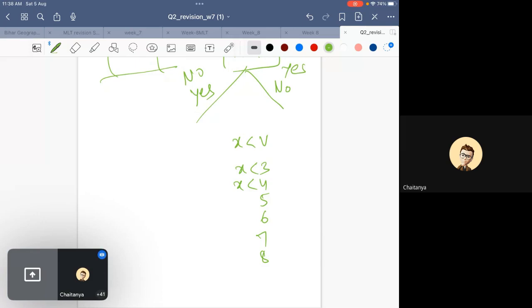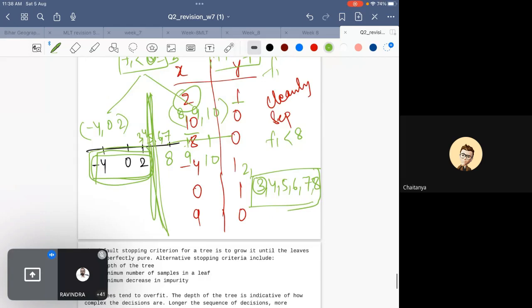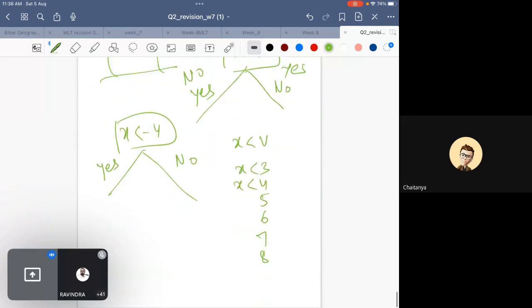So if I'm putting x less than -4, this is not cleanly pure, right? Your data points will be what? This is yes and this is no. For x less than -4, do you have any data? No, right? So you have 0 data. But here you are getting all the 6 data. Out of these 6 data, you have 3 as class 1 and 3 as class 0. This is not pure, right?